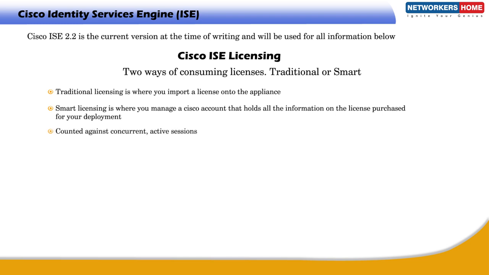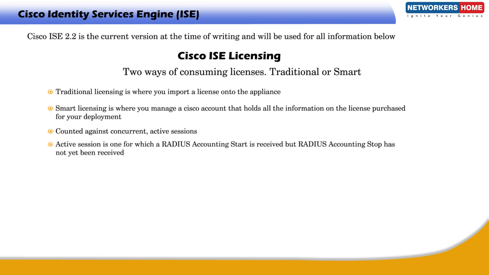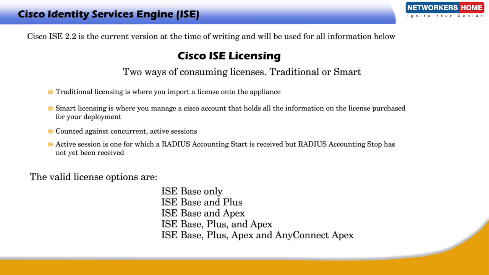Licenses are counted against concurrent, active sessions. An active session is one for which a radius accounting start is received, but radius accounting stop has not yet been received. The valid license options are ISE base only, ISE base and plus, ISE base and Apex, ISE base plus and Apex, ISE base plus Apex and AnyConnect Apex.